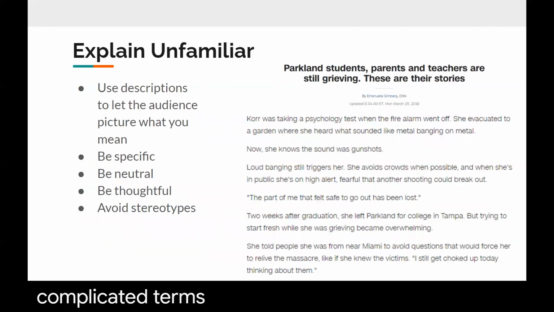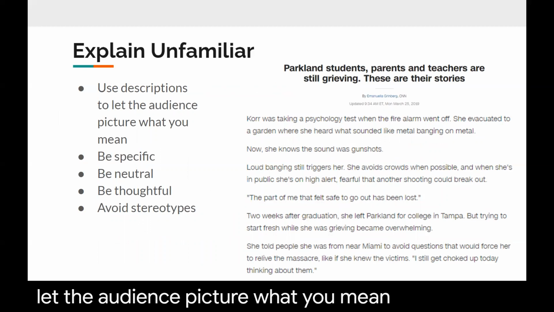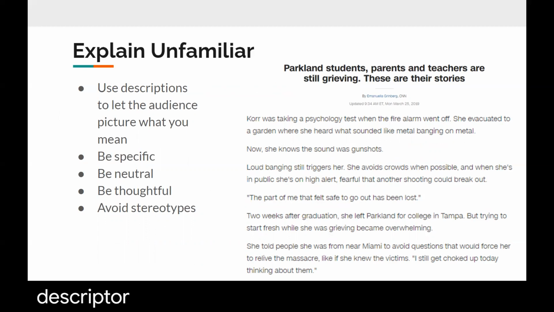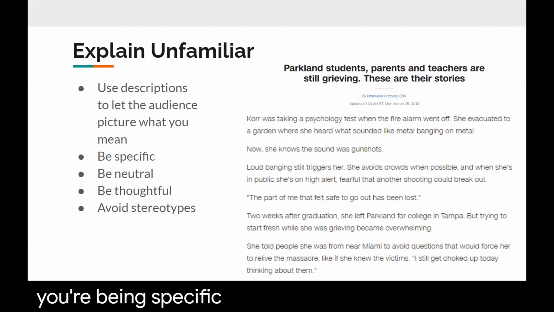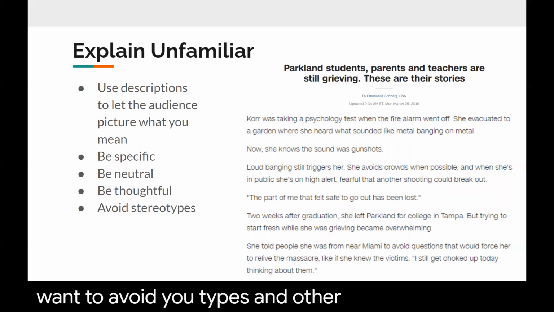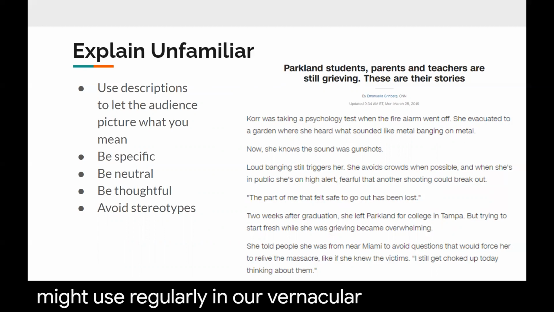You're also going to want to use descriptions to let the audience picture what you mean. Now, descriptions can get tricky. Just as in the narrative style of writing, you have to make sure that you're being specific, objective, and neutral. We also want to avoid stereotypes and other terms that we might use regularly in our vernacular that we shouldn't, right?